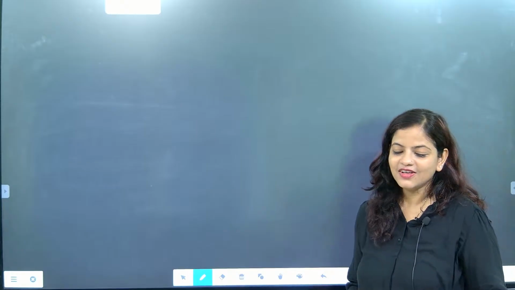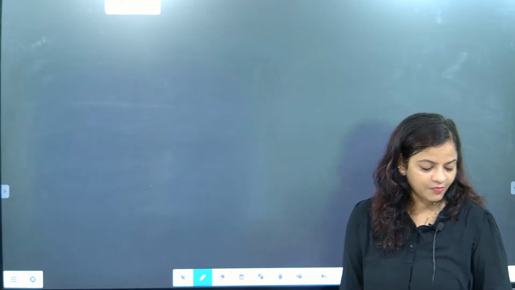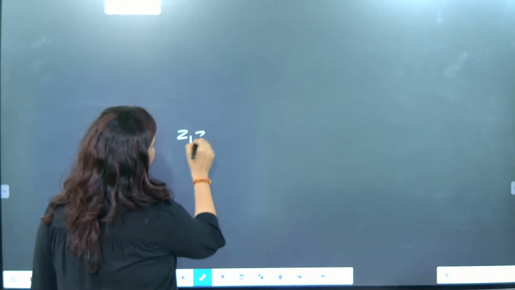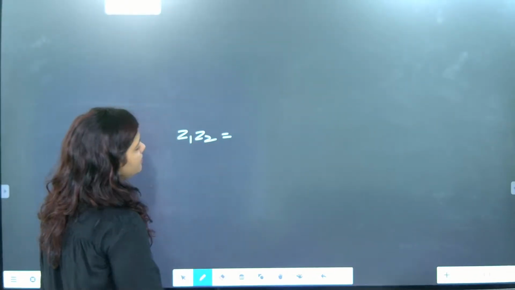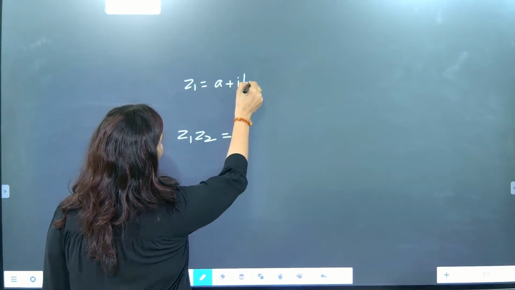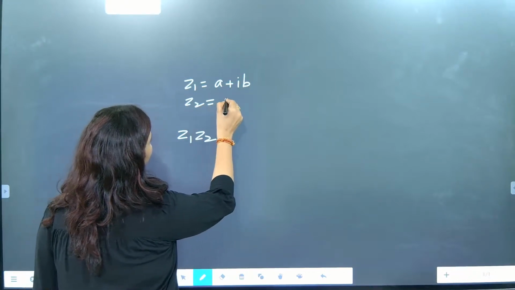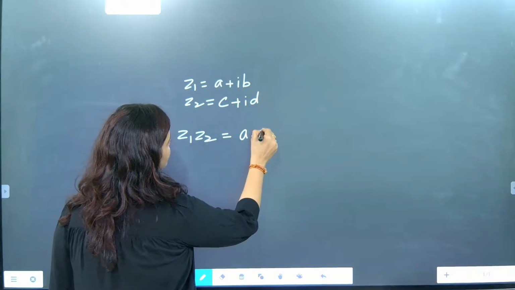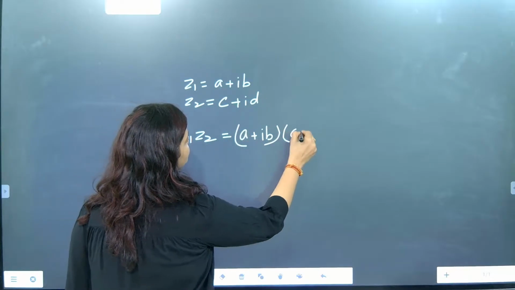That's different. So multiplicative inverse we have studied. Properties of conjugate we are going to check about. Multiplication also we are going to check. Z1 and Z2 if we are going to multiply. So Z1 we will consider as A plus IB, Z2 is equal to C plus ID. Okay, so A plus IB and C plus ID.